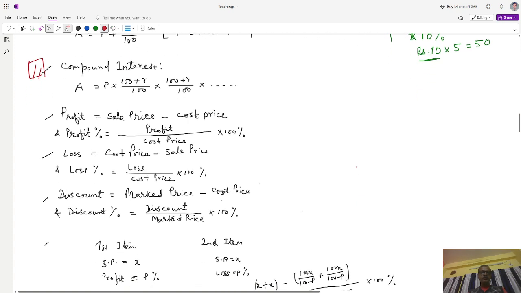What is discount? Discount equals marked price minus cost price. And what is the discount percentage? This is equal to discount by marked price into 100%.